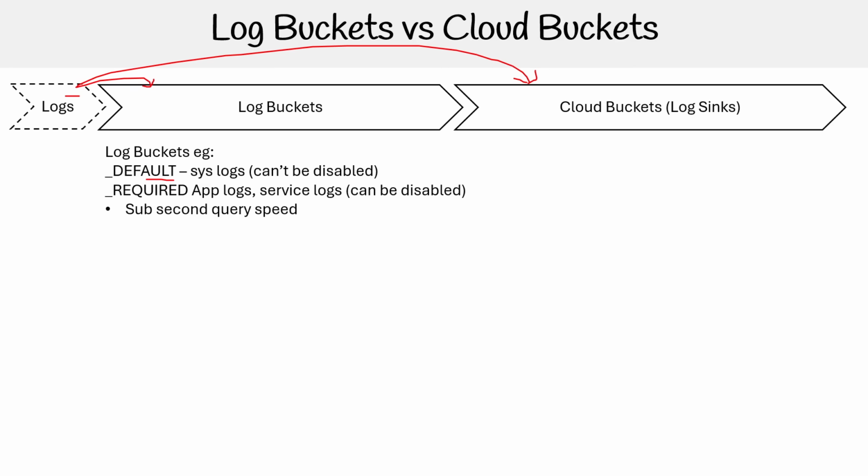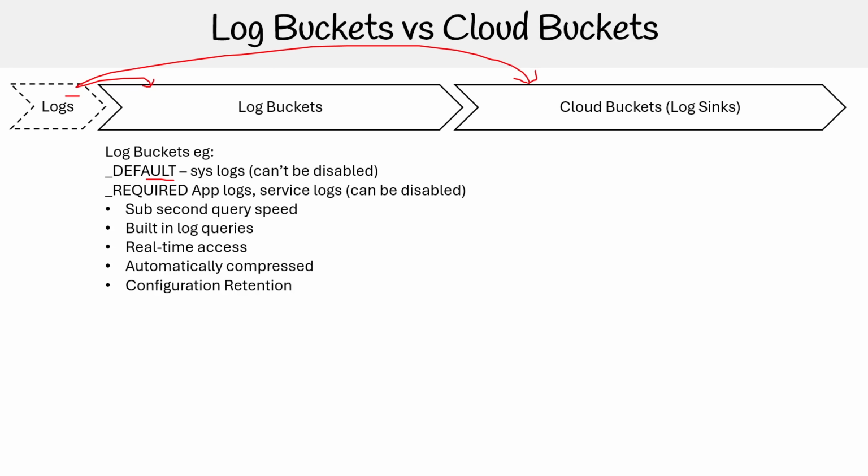And so here you have sub-second query speed, you have built-in log queries, you have real-time access, automatically compressed, configurable retention. But the key difference here is that it's more expensive. And I didn't put in the numbers here because it might change, but it might be like 0.050 versus 0.20 cents, right? So like cloud buckets are a factor cheaper of at least half the savings, right? But anyway, let's take a look at cloud buckets here.